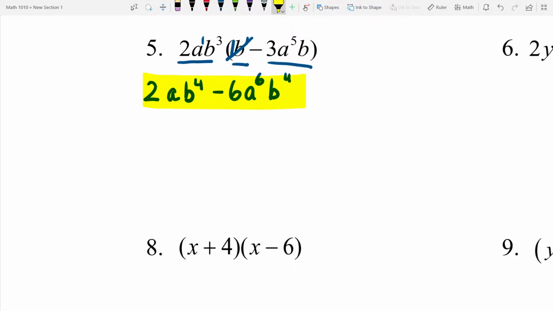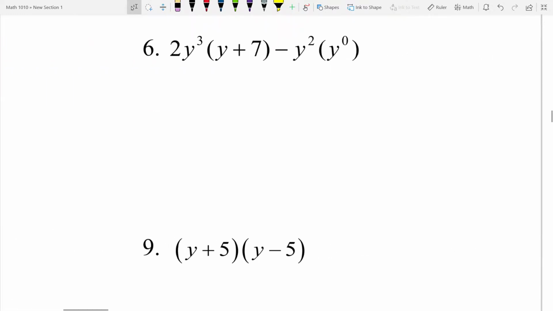Highlight your answer. Beautiful. Okay, question 6. People get confused right here. This is a problem that causes a problem. Okay, so look. First thing I'm going to do is this.